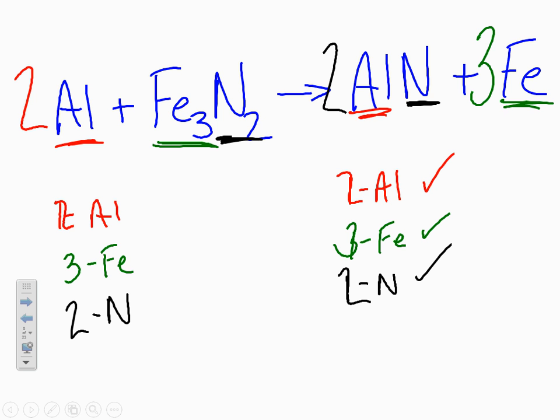And we could go through that one more time. 2 aluminums on the left, 2 aluminums on the right, 3 irons on the left, 3 irons on the right, and 2 nitrogens on the left, and 2 nitrogens on the right. We have a perfectly balanced equation. So that is how we work on balancing equations.